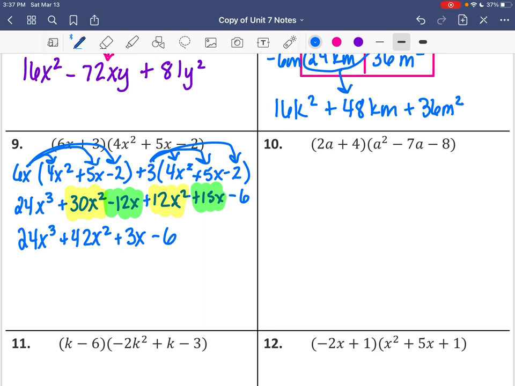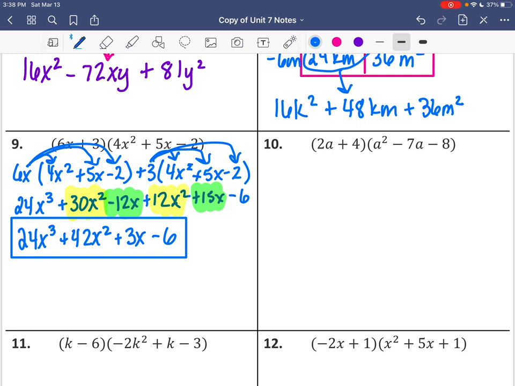All right, and notice the really nice thing about this when you do double distribution is they are automatically in standard form. You automatically have the x cubed first, followed by the x squared, followed by the x, followed by the constant. So that's very nice that it stays really neat and you don't have to think about rearranging it at the end.